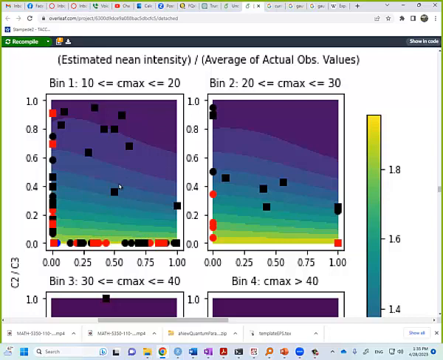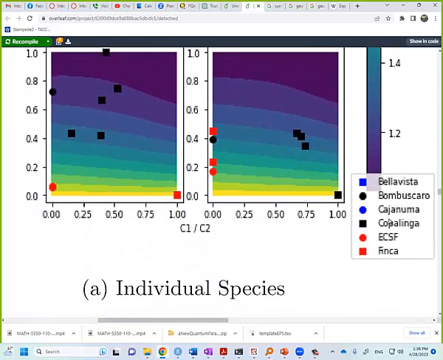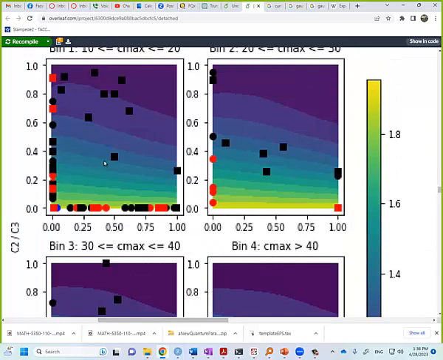Now, if we find a point in the purple region, that means the agreement is better. Now these dots are showing the actual data. So, for instance, this black square is Copalinga. That means that one observation was here.